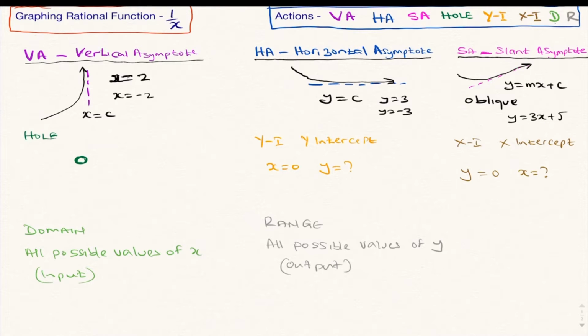A hole is a discontinuous point in a curve where you draw a circle, and the curve approaching the hole touches one end and then starts from the other end. So it's a discontinuous point in a curve. The y-intercept is when x equals 0, what's the value of y? And the x-intercept is when y equals 0, what is the value of x? Domain are all the possible values for x, so all the possible input values for x. And the range are all the possible output values for y.